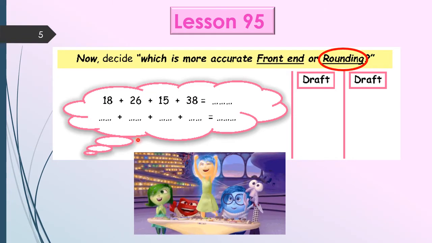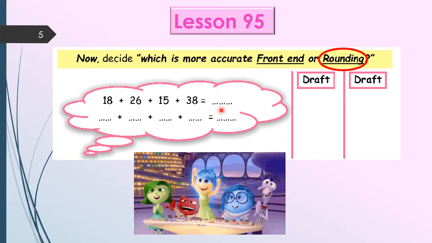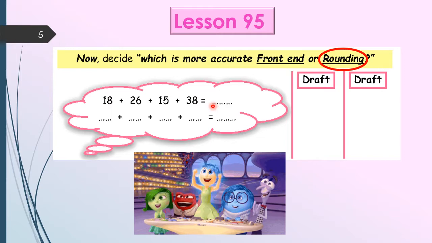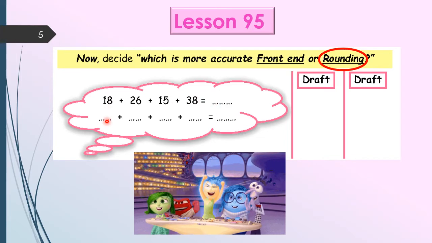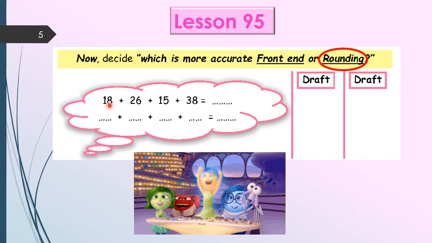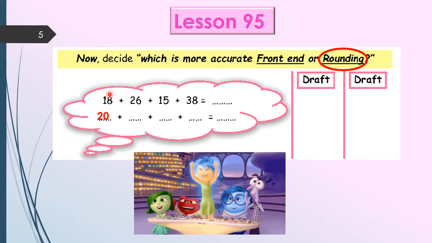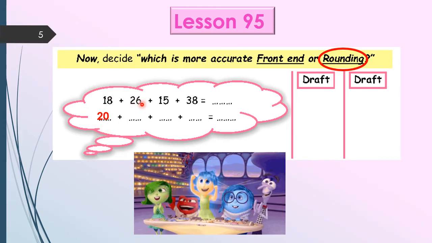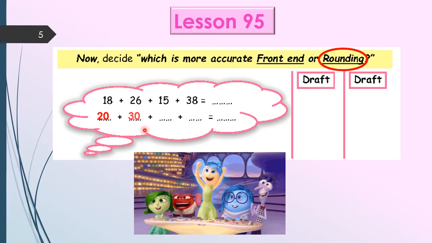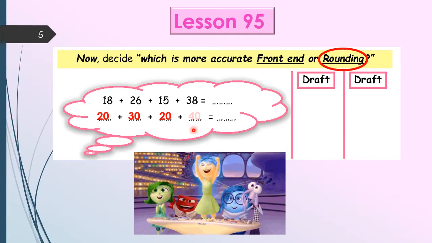Let's go and solve this problem. We have here 4 numbers and we need to add them all. First of all, we need our estimation and then find our answer. Here we have 18, 8 is a strong number, it will be 20. 26, 6 is a strong number, it will be 30. 15, 5 is a strong number, it will be 20. 38, 8 is a strong number, it will be 40.